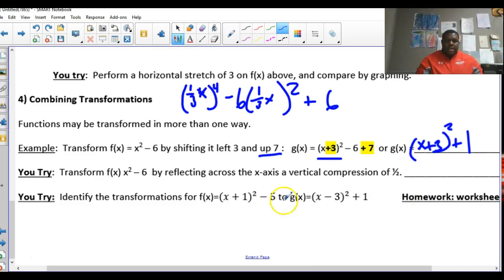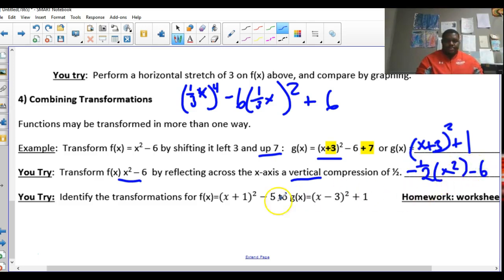You can check it with a calculator. For this one, the parent function is x squared, and there's my original polynomial, obtained by reflecting it across the x-axis. If I reflect it across the x-axis, a negative goes out front. Then a vertical compression by 1/2, so we put 1/2 out front as well. Remember, the vertical stuff doesn't change. So we end up with x squared minus 6.